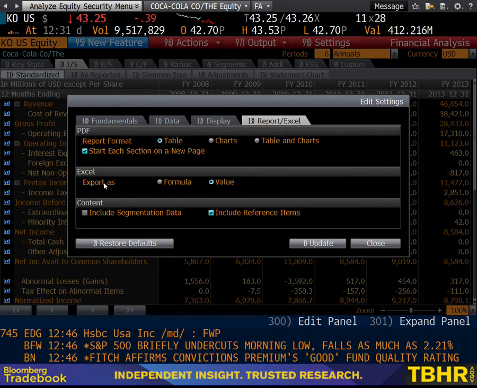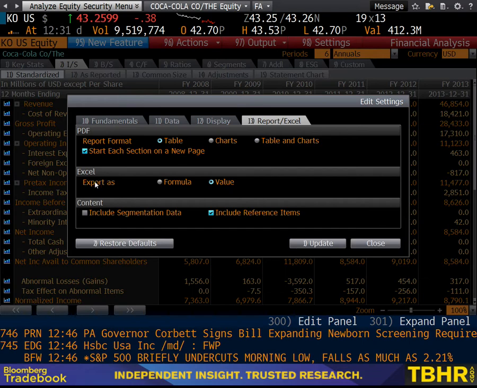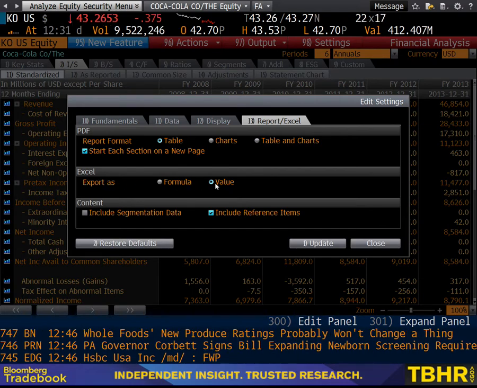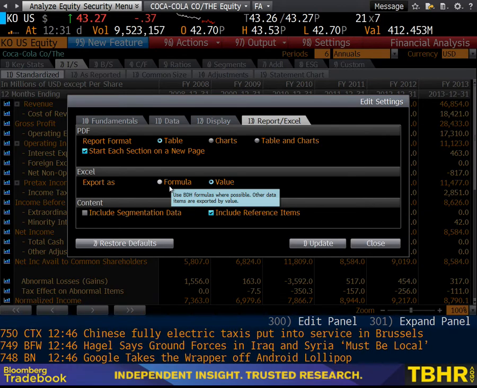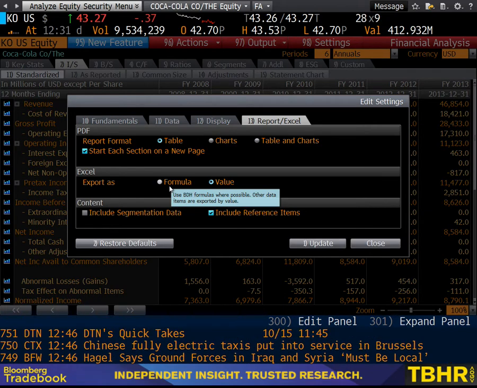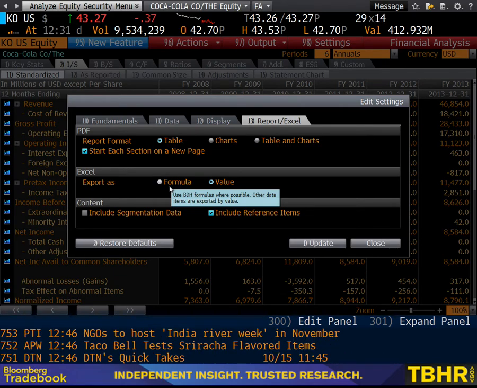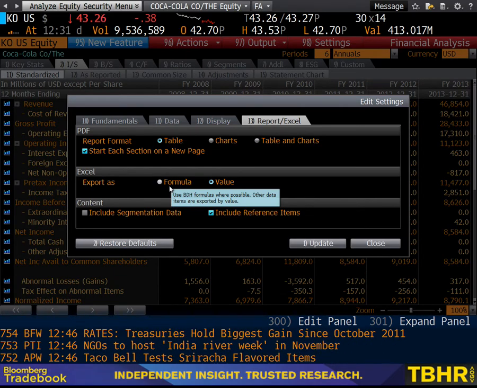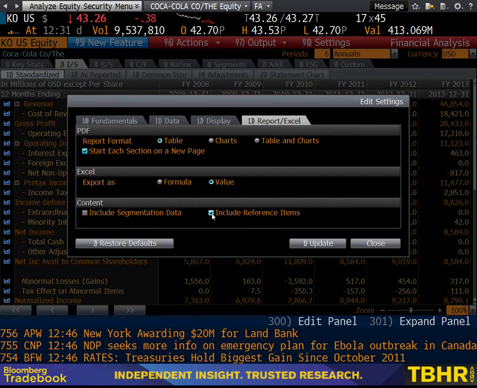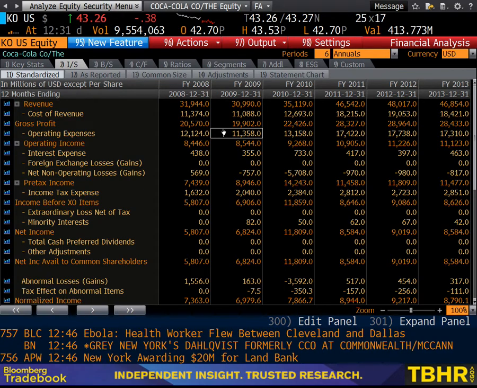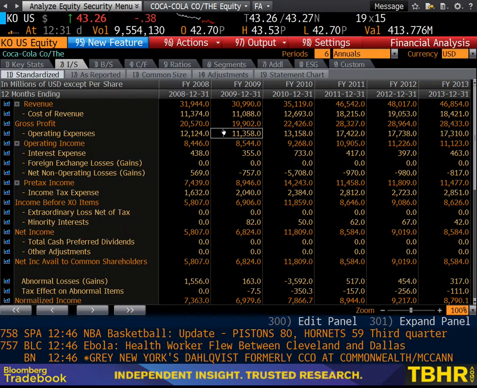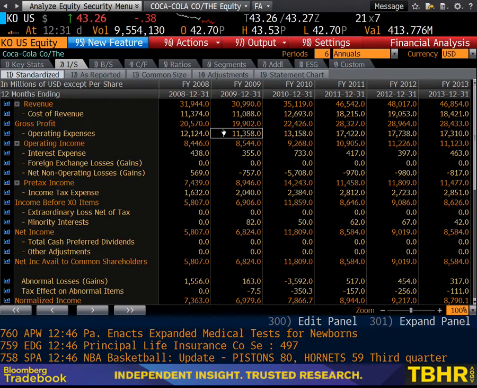And Excel, this is a newer feature for Bloomberg, export as value as opposed to export as formula. So that means when I dump out Excel, it's going to give me a bunch of numbers as opposed to a bunch of references, which when I leave the lab is going to cause me problems. Okay? So this is where we're going to set our, and we're going to include the reference items. By the way, that's the other thing. Make sure that's checked. When I update that, this will save those settings individually in Bloomberg.